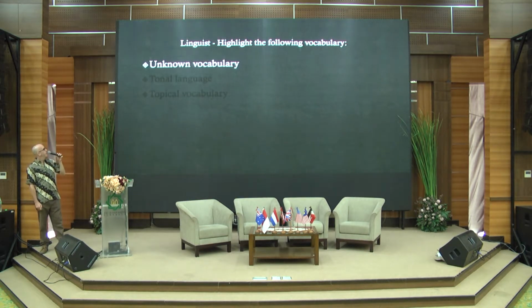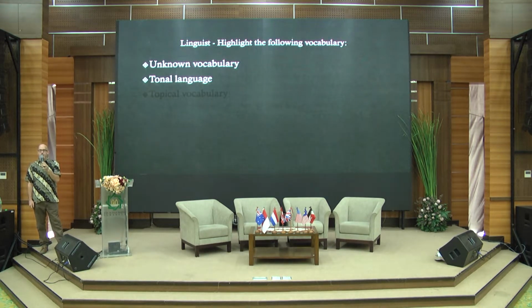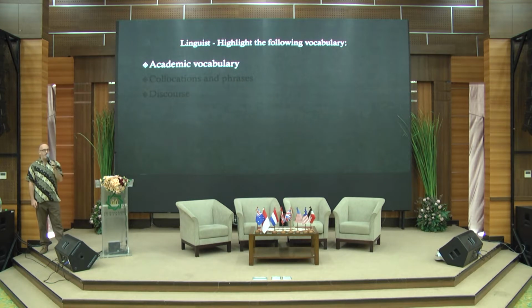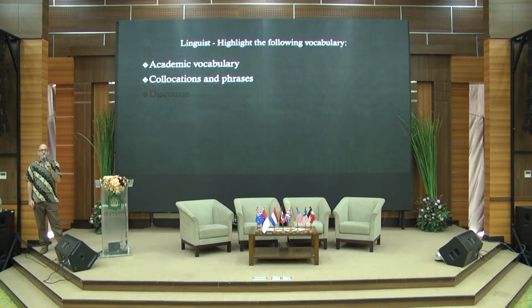So, things the linguist can find are unknown vocabulary; tonal language, which is language where the writer shows their opinion about something; topical vocabulary, vocabulary lists related to the topic; academic vocabulary, specific words that are on the academic word list; collocations and phrases, so words that are longer than one word, idiomatic language or multi-word phrases; and discourse, the linking words that link the text together.